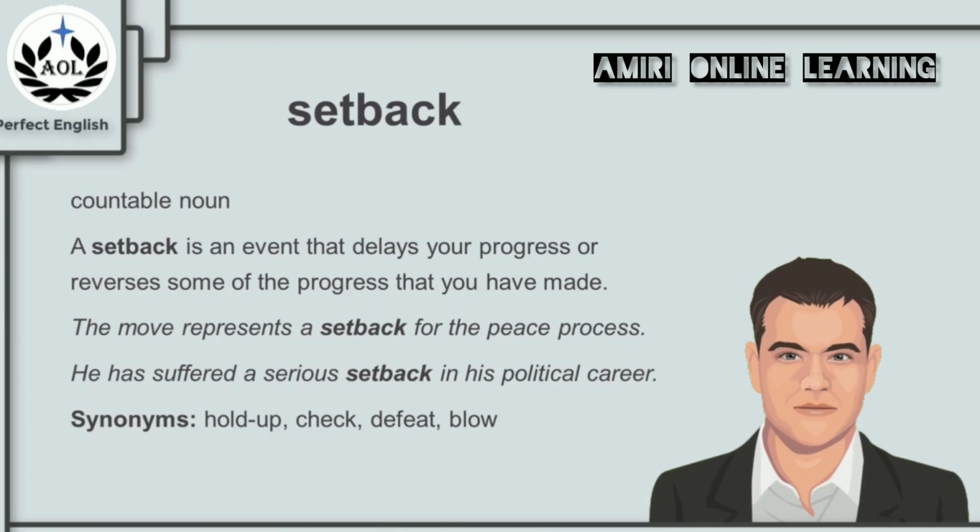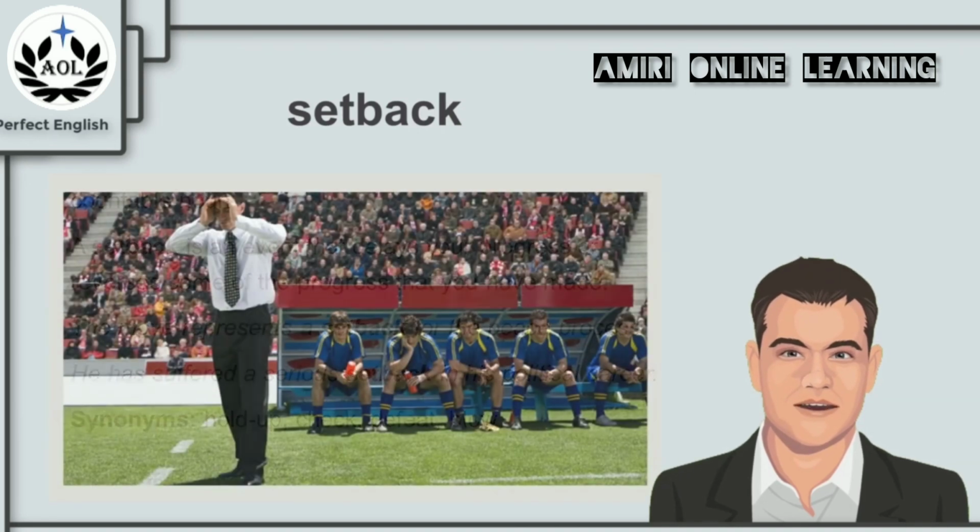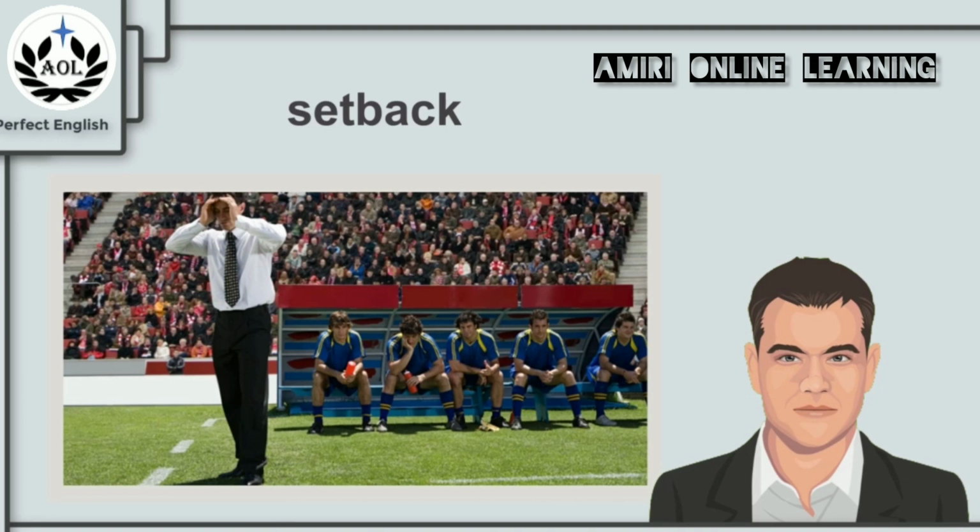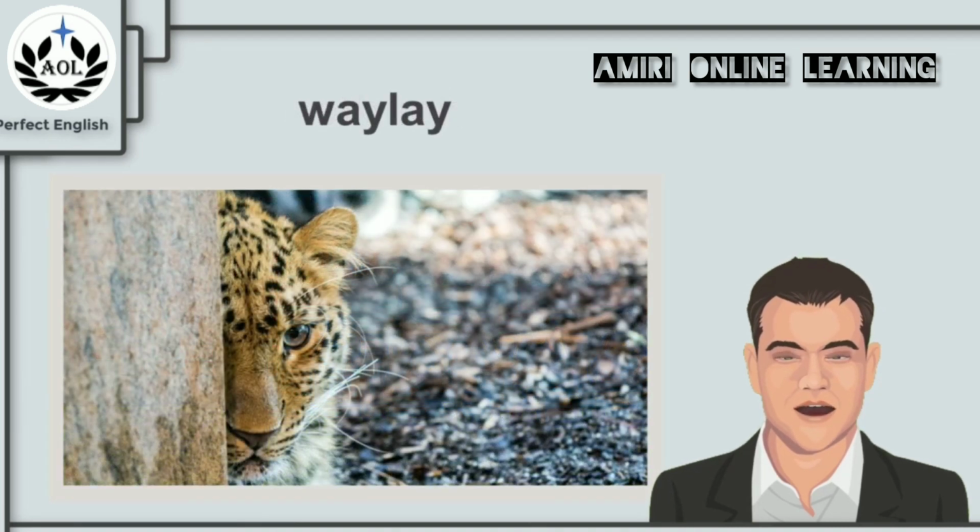A setback is an event that delays your progress or reverses some of the progress that you have made. For example, the move represents a setback for the peace process, or he has suffered a serious setback in his political career, something that stopped his progress or even reversed his progress. And synonyms for setback are the words hold up, check, defeat, or blow. So the next time you remember this picture from the bench, remember the word setback and what it means. And now for the next key word, waylay.